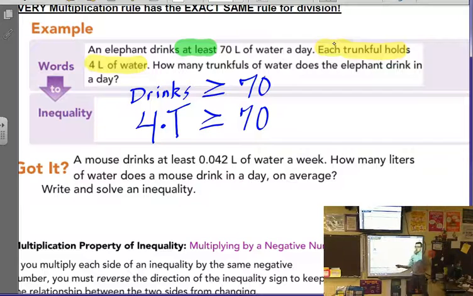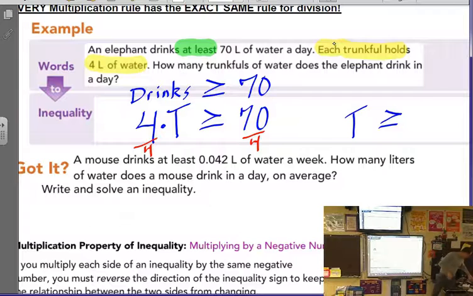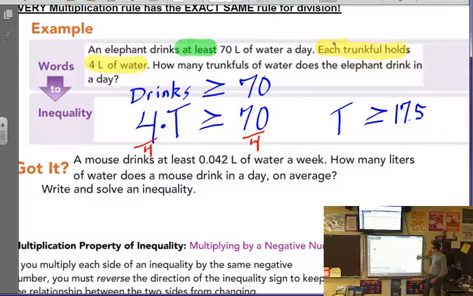So now when we go to solve this inequality, we just divide by 4 on both sides to get the t by itself, and that would give me that t is greater than or equal to. I could break up 60 and say 60 divided by 4 is 15, and then 10 divided by 4 is another 2.5. This should be 17.5, and that would be liters.